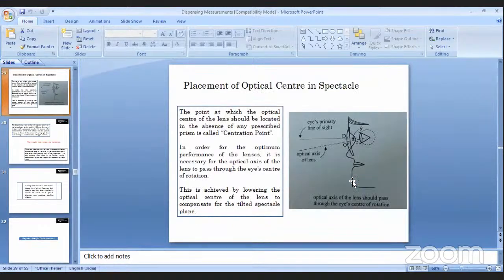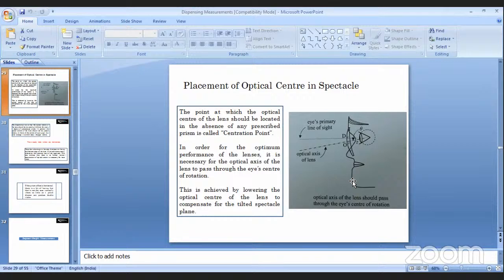After measuring the optical IPD of the patient, you must align this IPD with the optical center while dispensing the glasses. Now, the point at which the optical center of the lens should be located in the absence of any prescribed prism is called the centration point. For optimum performance of the lenses, it is necessary for the optical axis of the lens to pass through the eye's center of rotation, and this is achieved by lowering the optical center of the lens to compensate for the tilted spectacle frame.